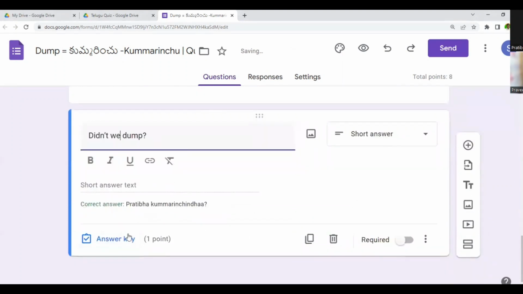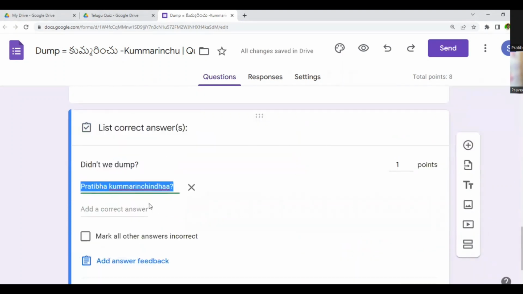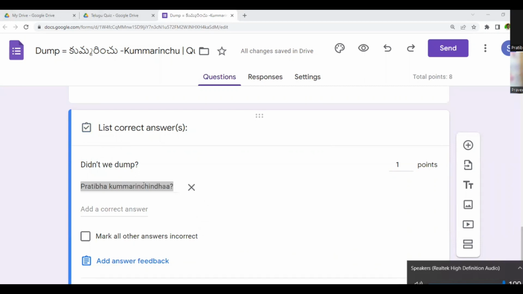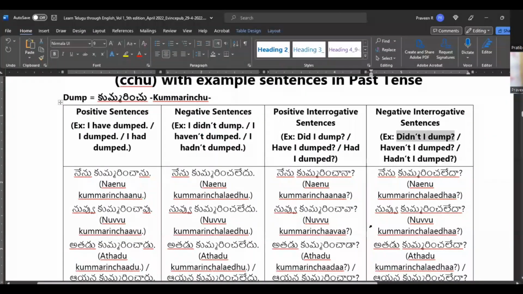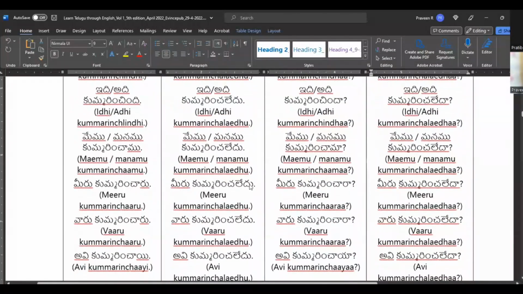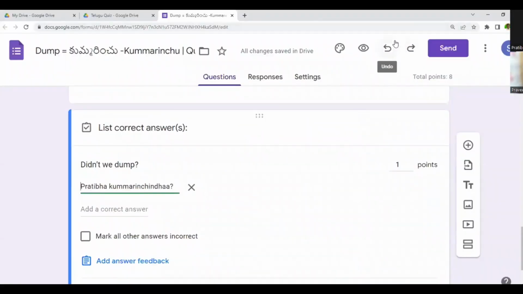Okay. Did you remember the translation? Can you try? Did we dump? Manamu kummarinchaledaa. Yes. Let's go there. See. Manamu kummarinchaledaa. Perfect. Okay. So here manamu kummarinchaledaa, manam kummarinchaledaa or memu kummarinchaledaa.